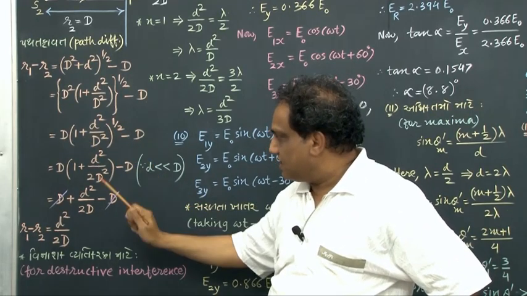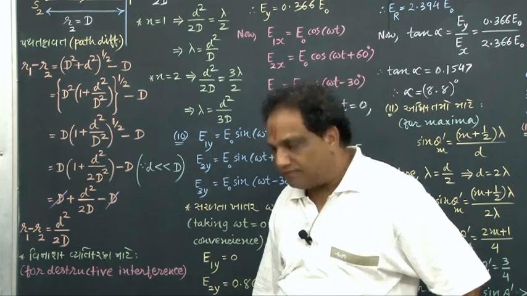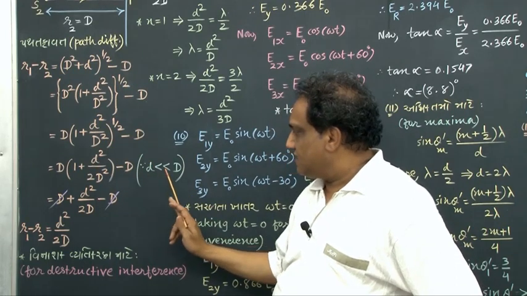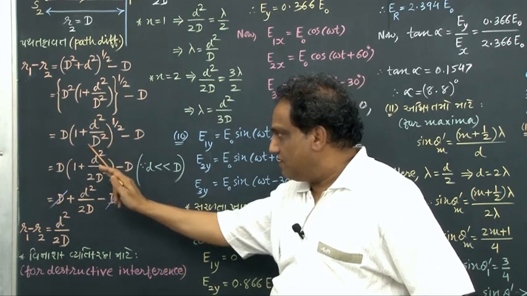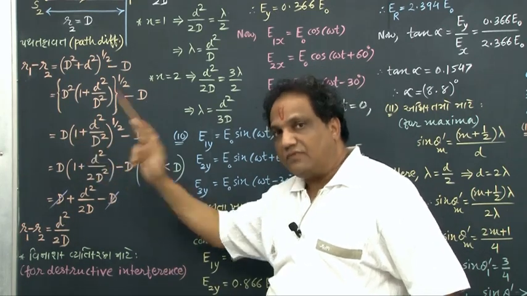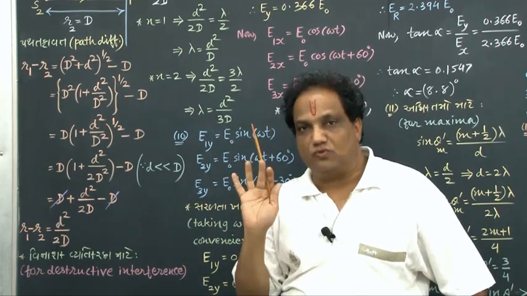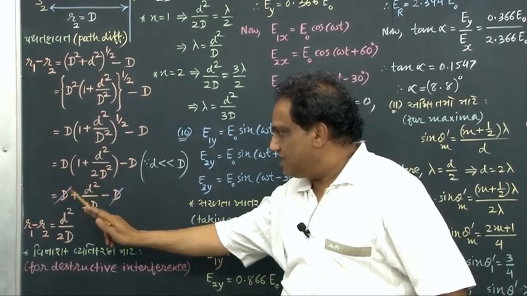When you multiply this into this, it is d square upon 2d square minus capital D as it is. Here you can apply this binomial theorem because small d distance is very much smaller than capital D. So d square upon D square, this term, is very much smaller than 1. Then only you can apply this binomial theorem and retain only the first two terms.